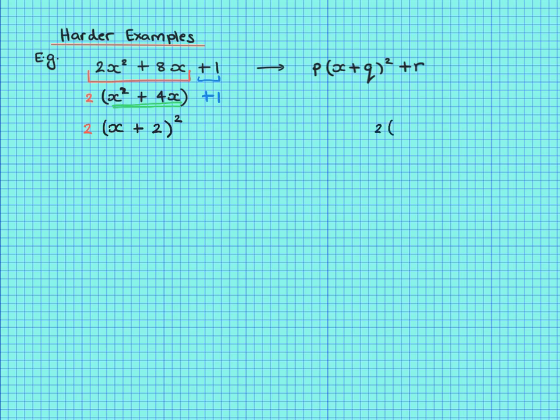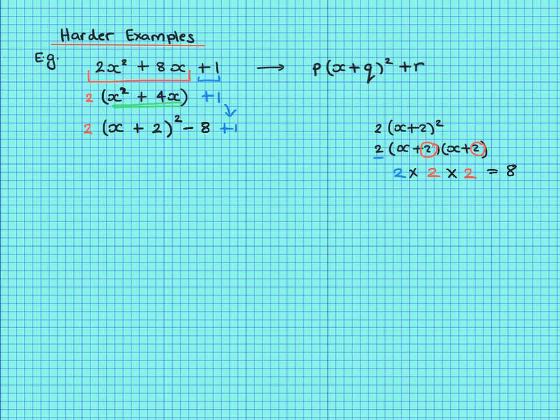You've got 2 bracket x plus 2 all squared. So that's 2 lots of x plus 2 multiplied by x plus 2. So this 2 is going to be squared, but it's also going to be multiplied by this 2 over here. So we'll have 2 multiplied by 2 multiplied by 2 when the expansion is done, which will give us an overall result of 8. We're going to remove that 8 and then we're going to add the 1 from up here at the end.